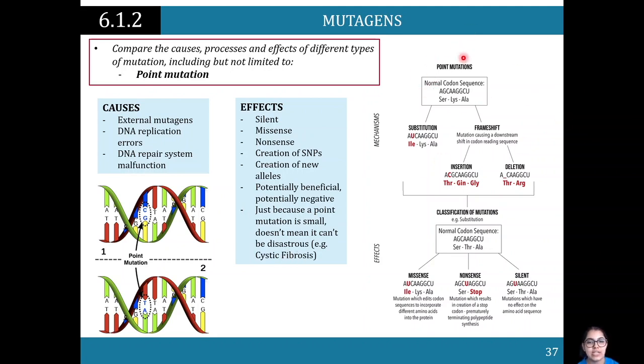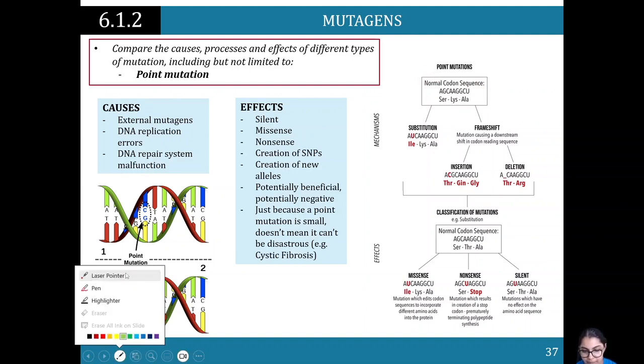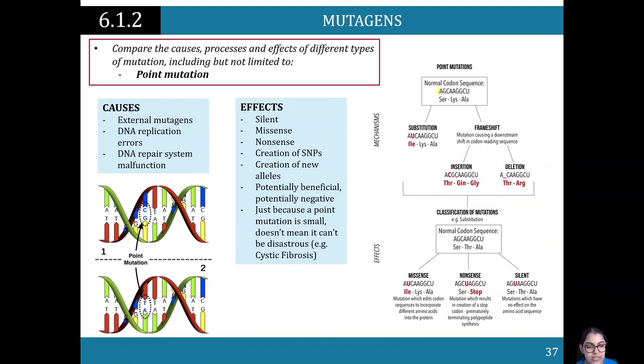So here we have an example of what actually happens in a point mutation. This is the mechanism, and this is the effect right there. This is a normal codon sequence, right? So we've got, let me use a highlighter, AGC, AAG, and GCU. We've got three specific sequences right there, and they produce these specific amino acids, which will then join together, form polypeptide bonds, and form proteins. There are two types of point mutations that can happen: substitution, or a frame shift mutation.